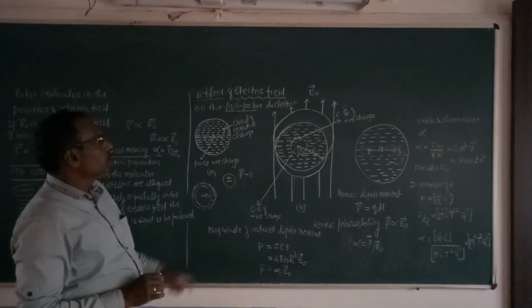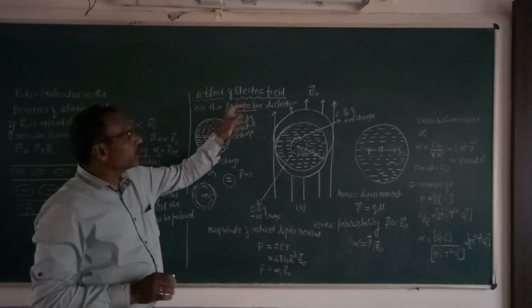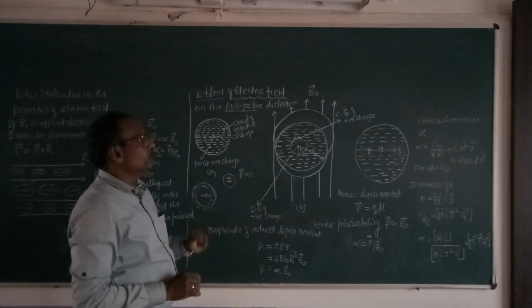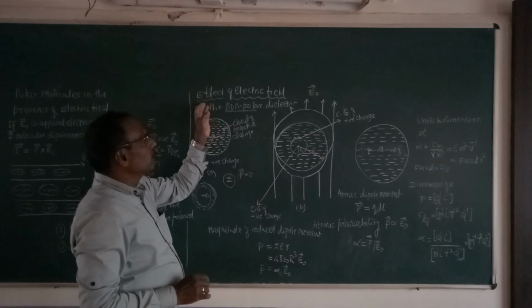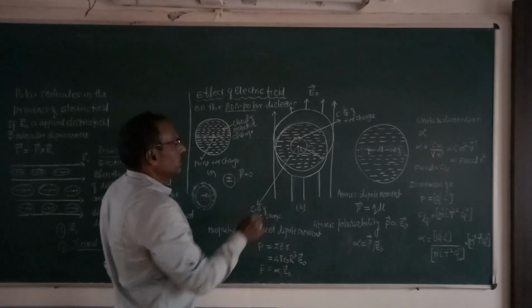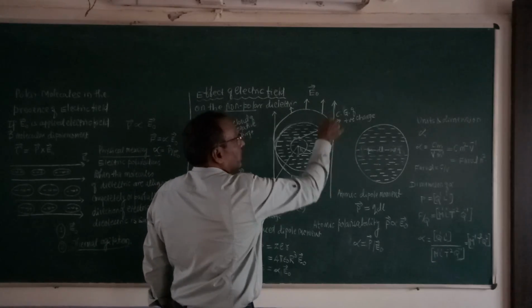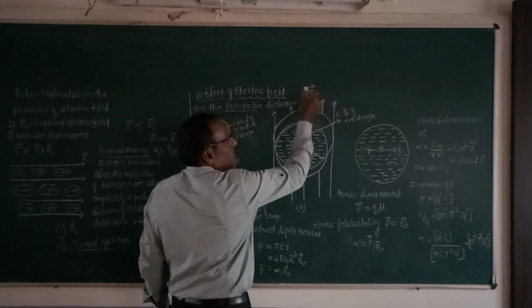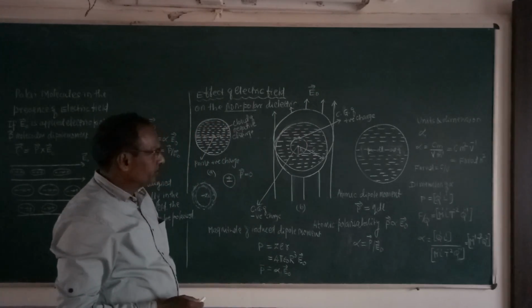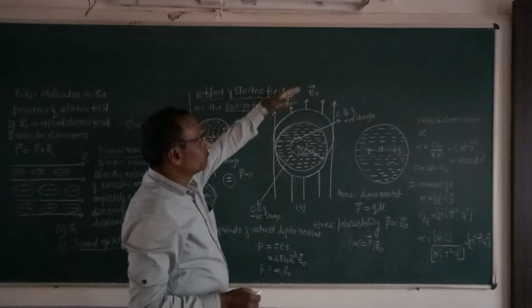Let us see when a non-polar dielectric sample or bulk material is placed in an electric field. Imagine these vertical lines I have drawn represent the strength of the electric field and its direction. It is from bottom to top.